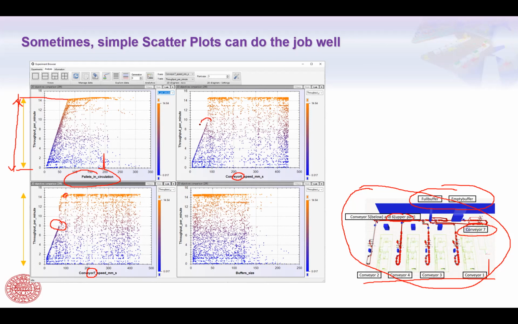And here, again, you have a similar relationship with conveyor 6, but the speed needs to be a bit higher. And later, where is the saturated point? So these are the practical things you can get by using multi-objective optimization. If you just use a single objective, you will not get this curve, so you will not see this either.